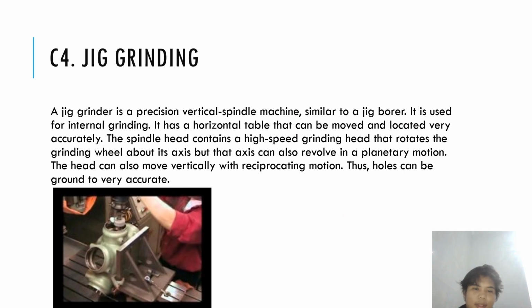Jig grinding. A jig grinder is a precision vertical spindle machine similar to a jig borer. It is used for internal grinding. It has a horizontal table that can be moved and located very accurately. The spindle head contains a high-speed grinding head that rotates the grinding wheel about its axis, but the axis also revolves in planetary motion. So this is the video.